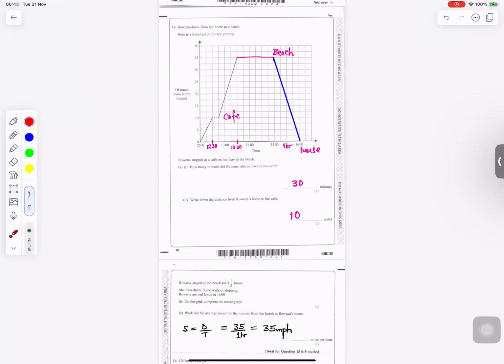Work out the average speed for the journey. Speed is distance divided by time. For the journey from the beach to Rowena's home, the distance is 35 miles and the time is 1 hour. 35 divided by 1 is 35 miles per hour.